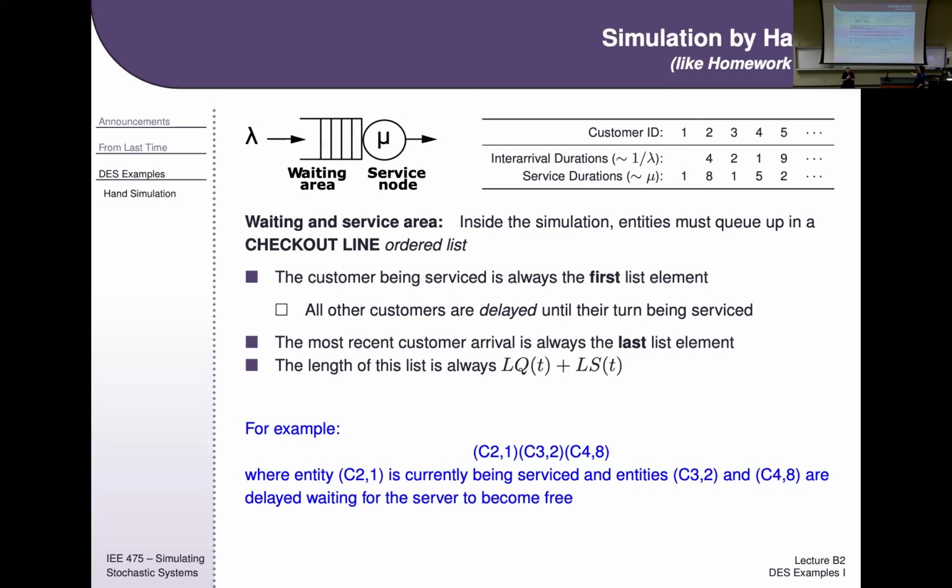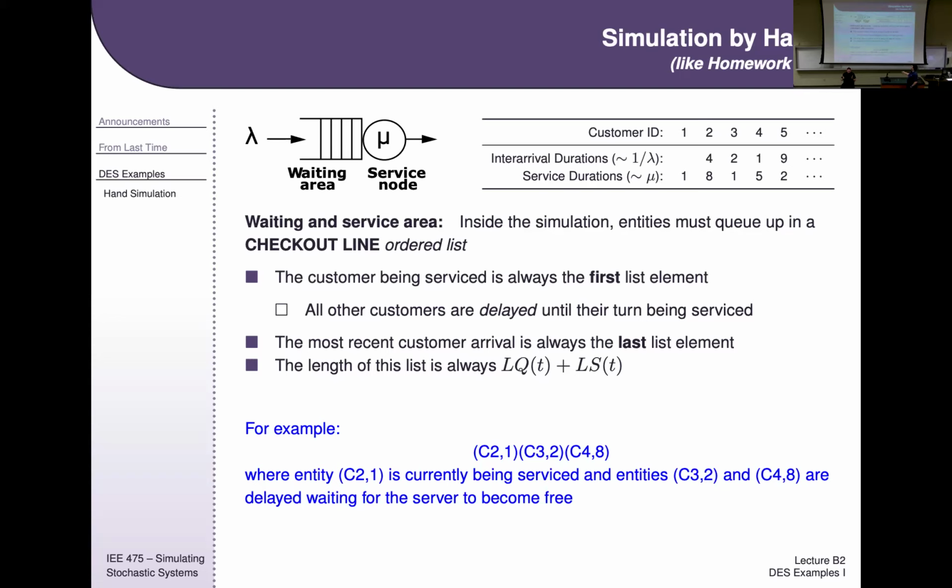Down here in the blue, this is saying there are 3 customers currently in the system. Customer 2 is actually in the server. They arrived at time 1. Customer 3 is waiting for service. They arrived at time 2. Customer 4 is also waiting for service. They arrived at time 8.